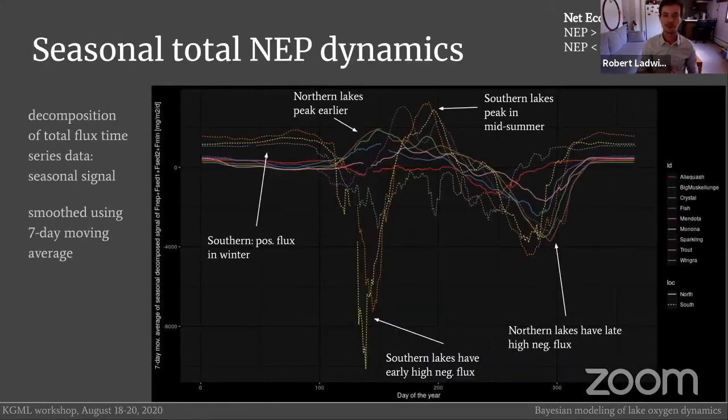So I want to show some results of the process-based modeling. Here you can see the total sum of all the fluxes over 1 year, so the seasonal dynamics of this total flux, which is the total net ecosystem production. To simplify this, if this value is above 0, we have a storage of carbon in the lake, or if it's below 0, the lake is emitting carbon into the environment. And here the solid lines show you the northern lakes and the dotted lines show you the southern lakes. And you can really see that these two catchments are distinct to each other.